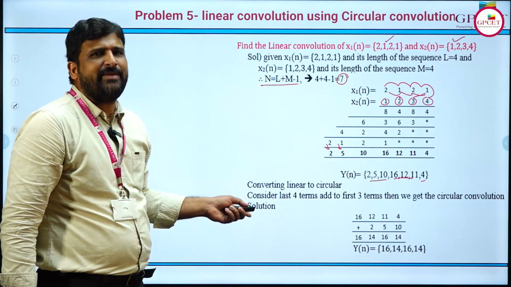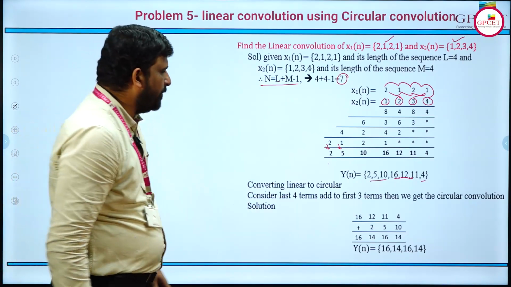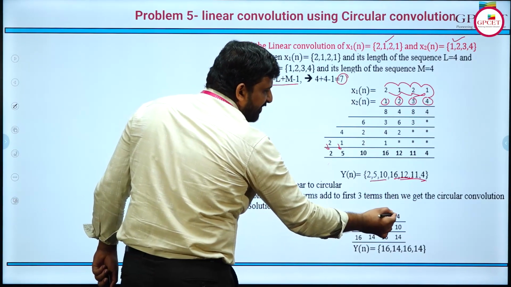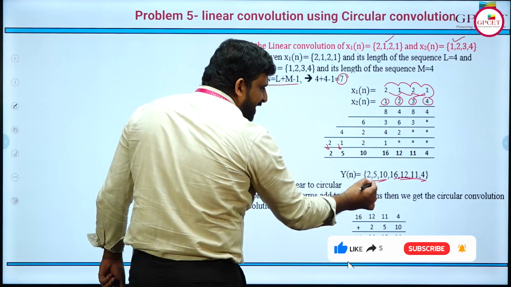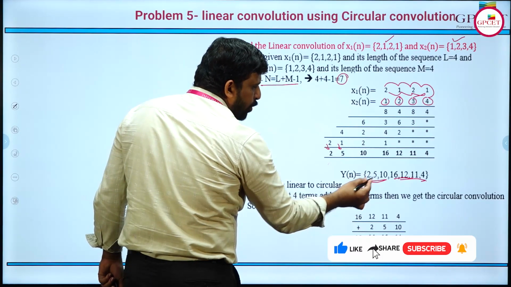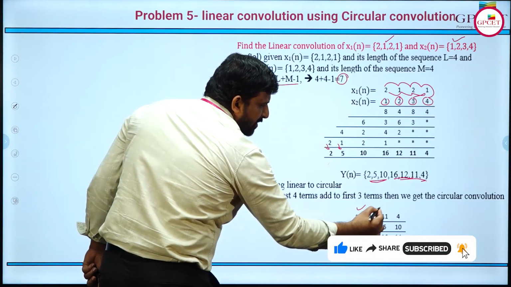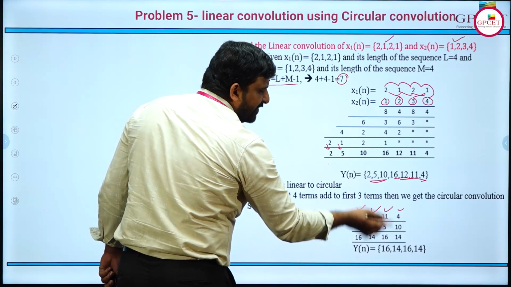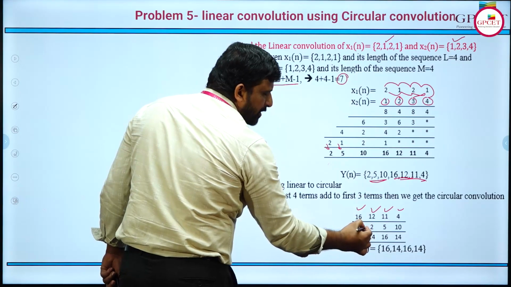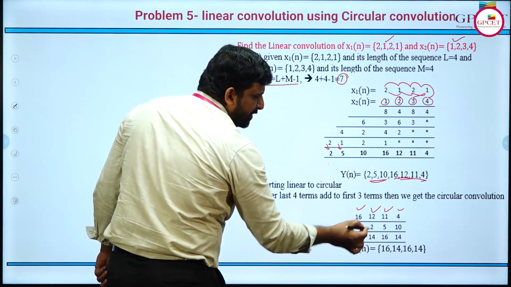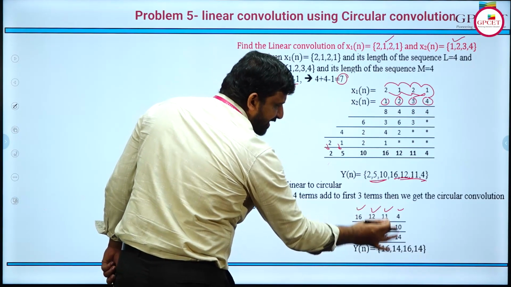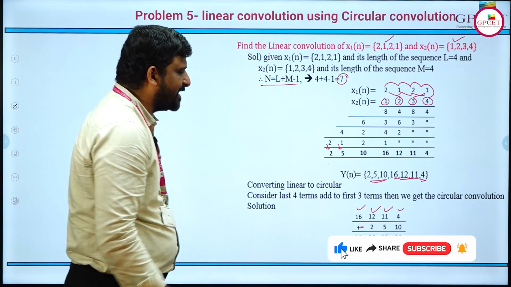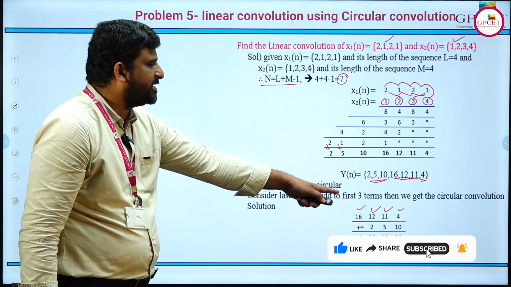Then I want the same answer in the circular convolution. I told you, you consider the last 4 terms, that is 16, 12, 11, 4, and the remaining terms will be added to them. The remaining terms I got here are 2, 5, 10. So 16, 12, 11, 4 first I have written. The remaining terms are added with the following terms. That means here we don't have any term. So 2, 5, 10. If I add this particular thing, the answer I am going to get in the circular form is 16, 14, 16, 14.